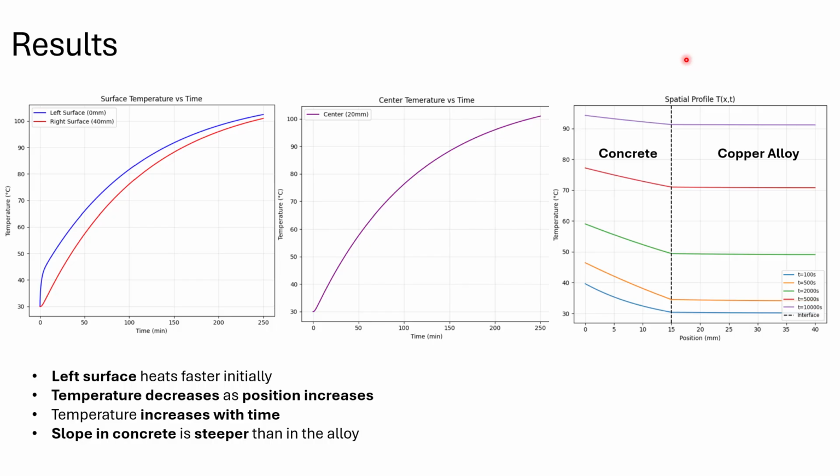Also, notice the slope is steeper in the concrete and flatter in the alloy. This is because concrete is a poor conductor and needs a larger temperature difference to move heat, whereas the copper alloy is conductive and needs much less of a temperature difference to move the same amount of energy.